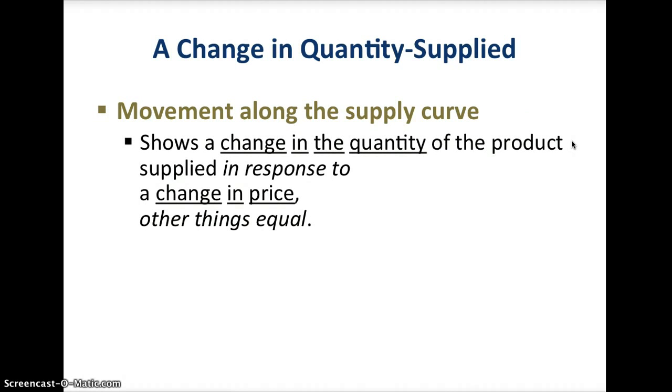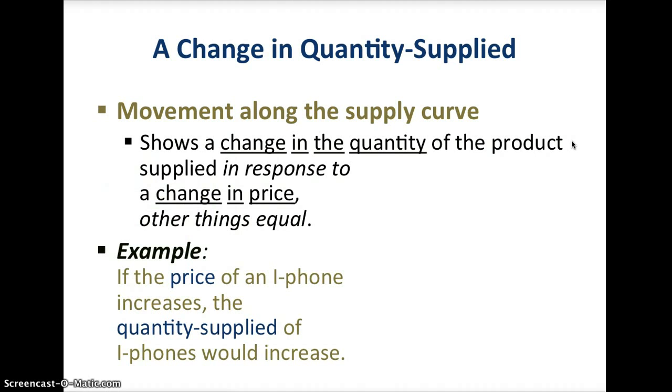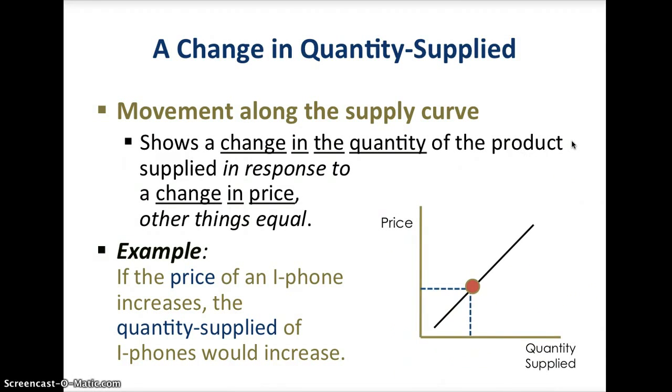Right. Change in the quantity of the product supplied in response to a change in price. So if the price of an iPhone increases just because they want to make more money, doesn't have anything to do with anything else, the quantity supplied is also going to increase. Right. So that's illustrated here. Price point A, they want to charge more. Price point B, they're going to supply more.